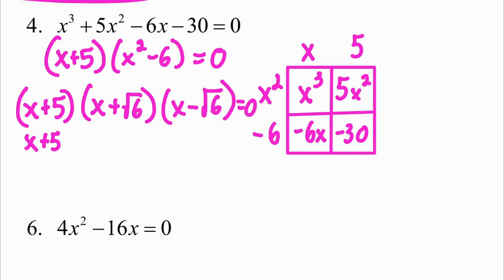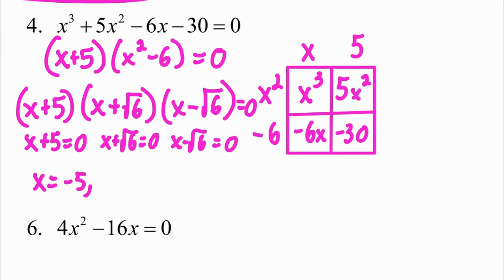So then we set each of these equal to 0. So our answers are going to be negative 5, and then plus or minus the square root of 6. Make sure you don't drop that square root. That square root is a part of the answer.